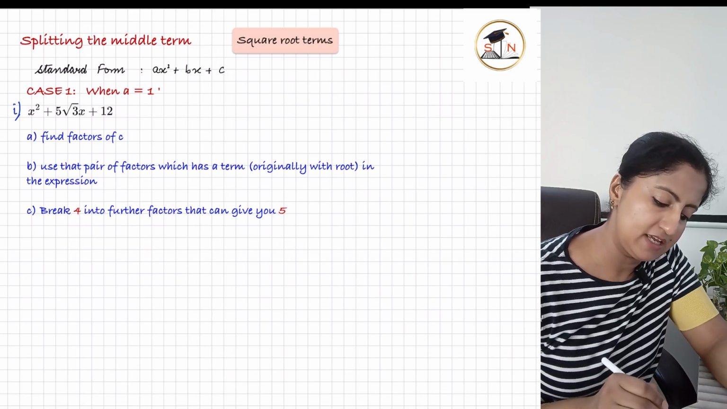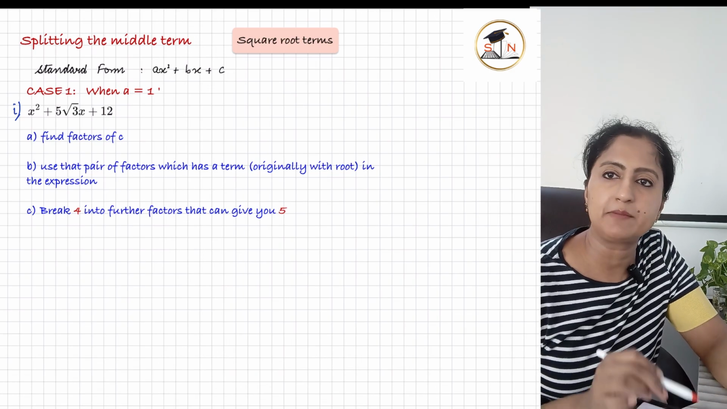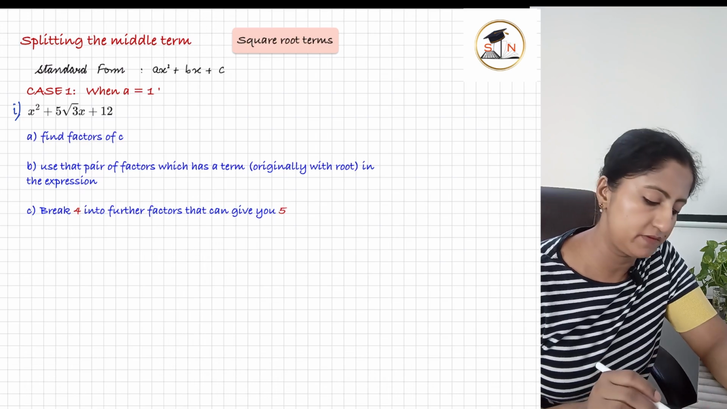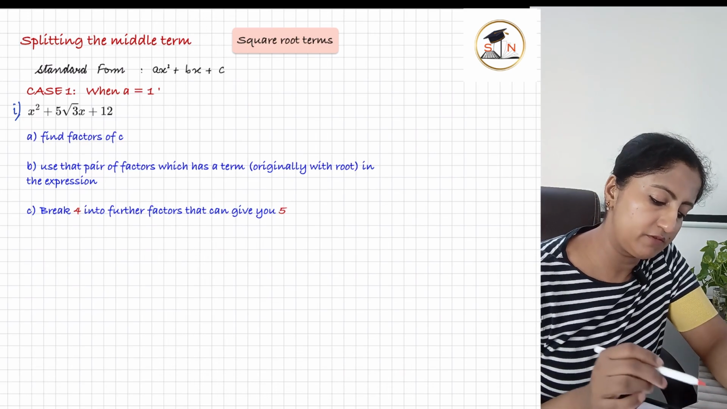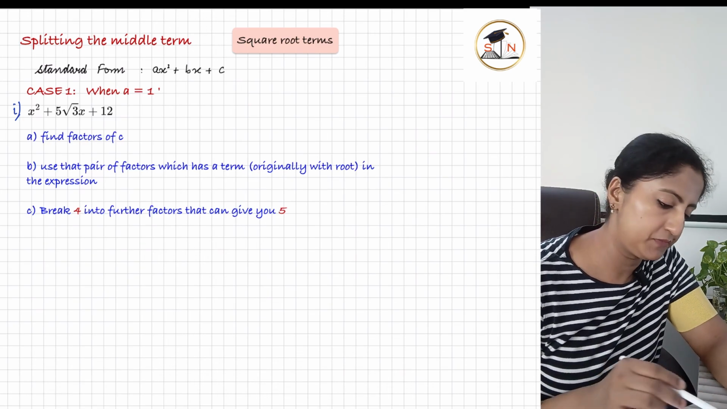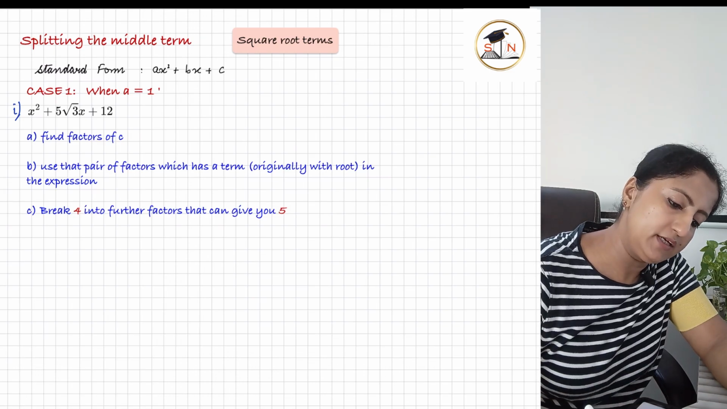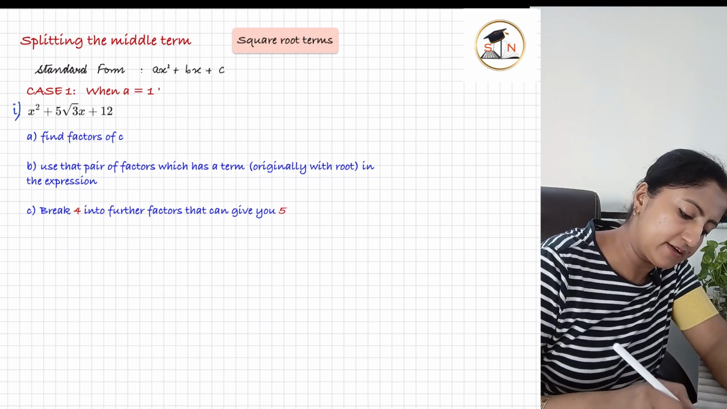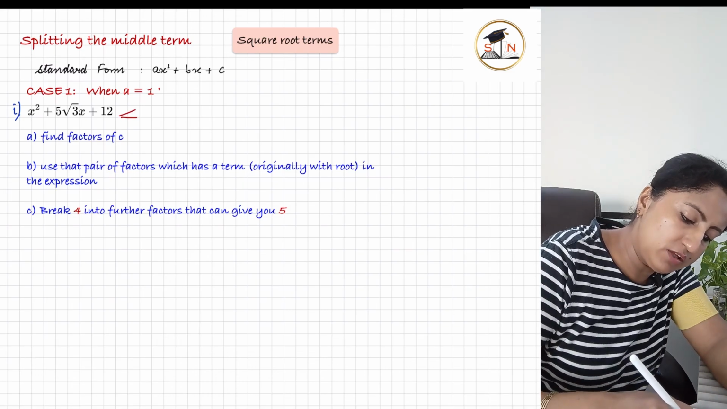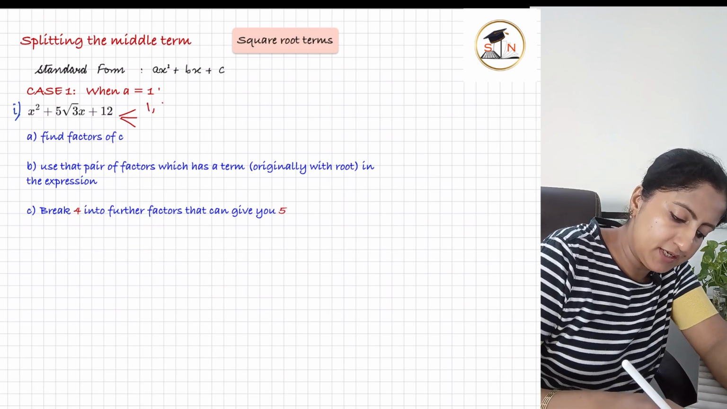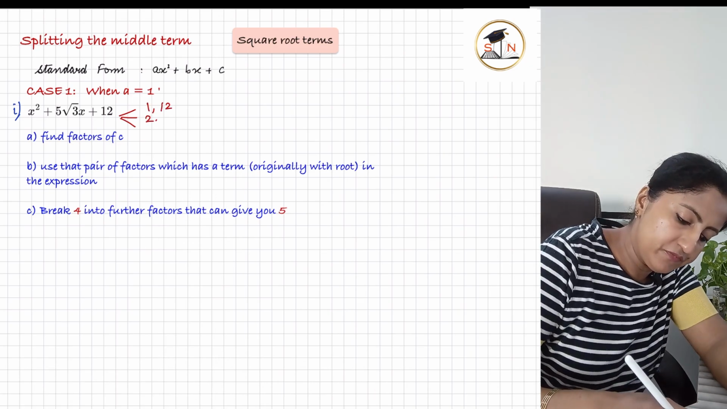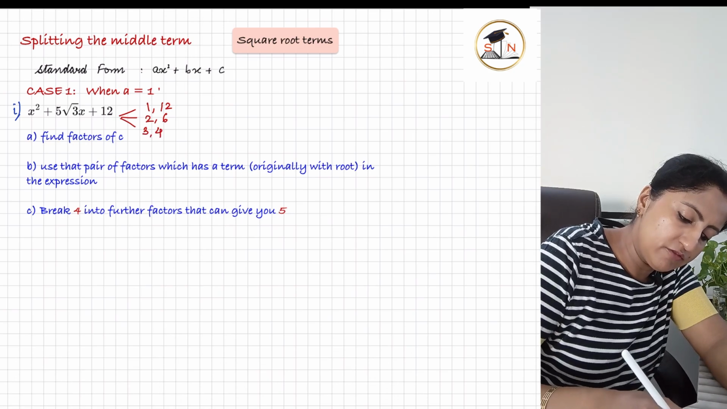So I have taken an example: x square plus 5 root 3x plus 12. The first step says find the factors of C. It is absolutely similar to what we had done in the previous video, where we were factorizing the constant term. So let's start by doing it. It gives the factors of 12. We will write all the possible factors for 12. It is 1 and 12, 2 and 6, and 3 and 4.